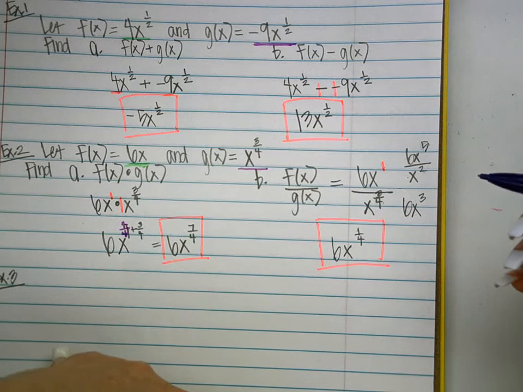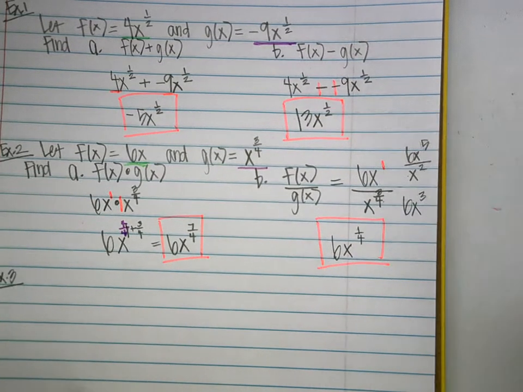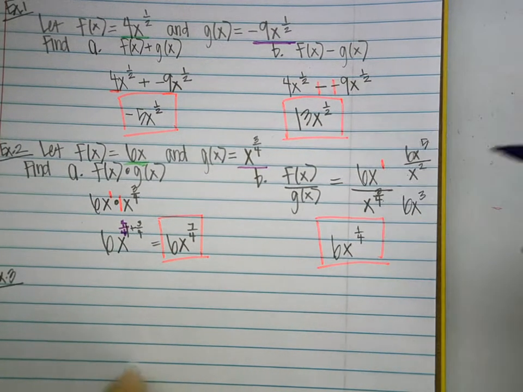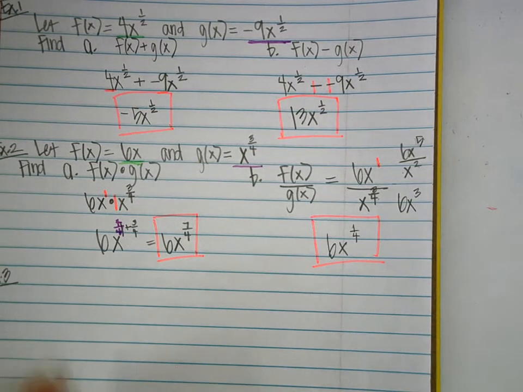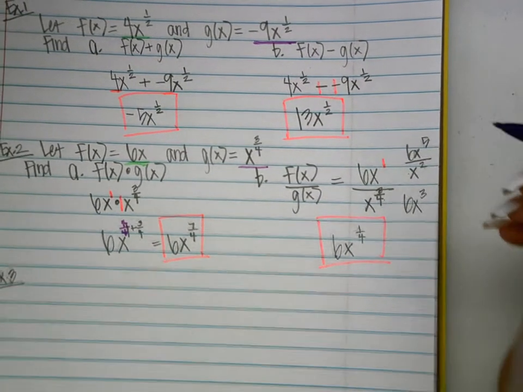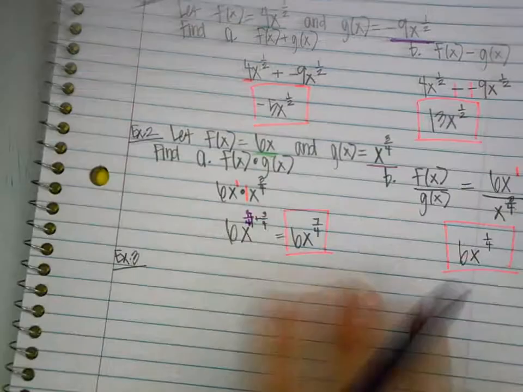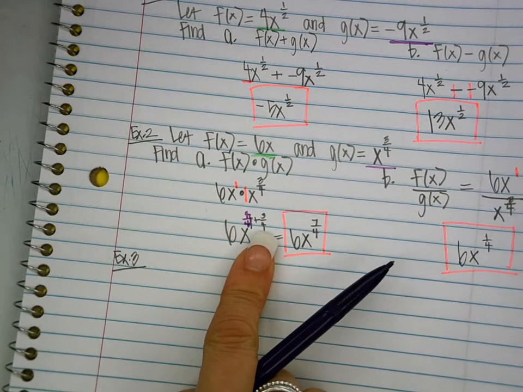Does that make sense? It really throws people off when all of a sudden the exponents are fractions. It does not change the rule about how you deal with them. Okay, division means subtraction as far as exponents go. Multiplication means addition as far as exponents go.